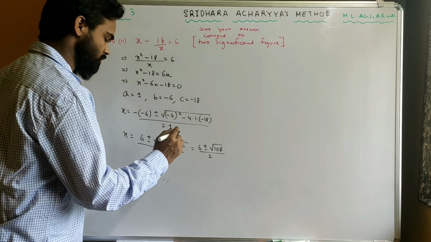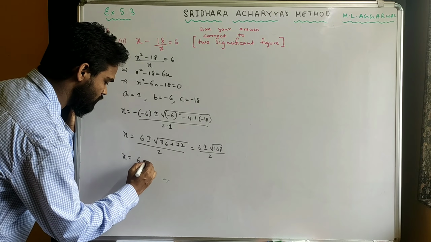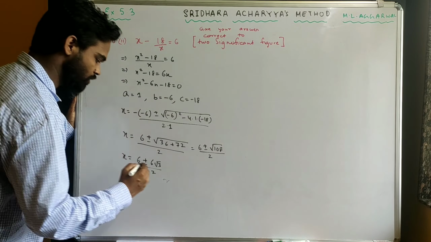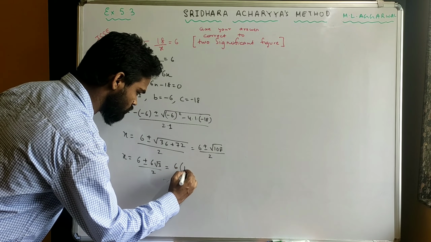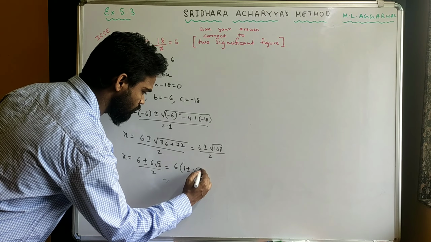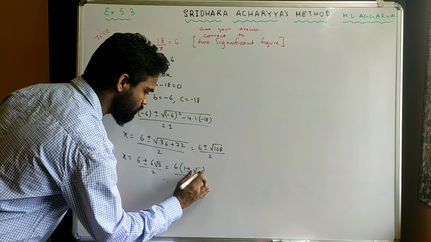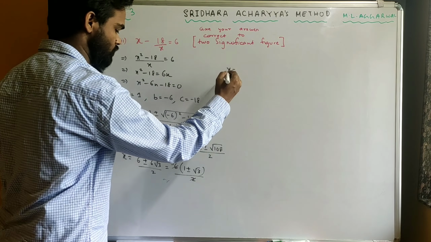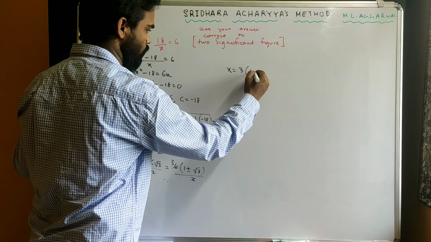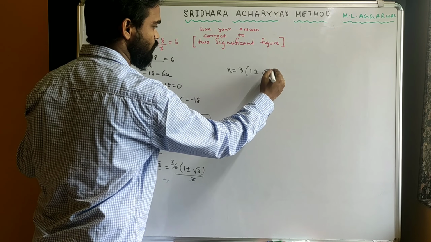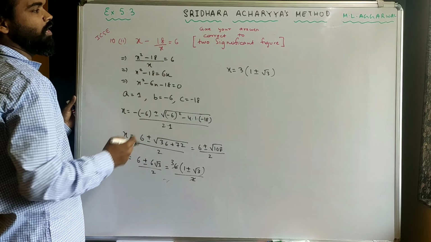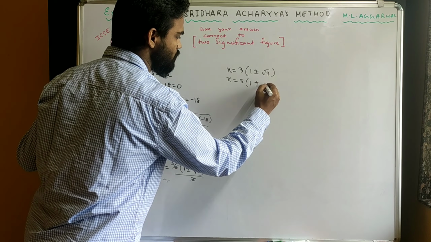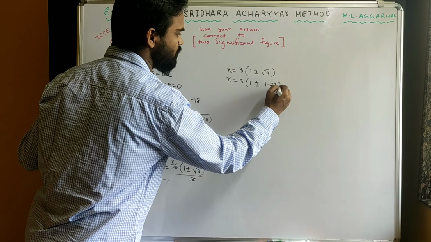Now 108 I can write 36 into 3. Root of 36 is 6. So ultimately can I write this as 6 plus minus 6 root 3 by 2, which, look carefully, take 6 common, so 1 plus minus root 3 by 2. Can I write like this? So 2 1 2 3 times. So ultimately you get x equals 3 times 1 plus minus root 3. Now they've told us to give the answer in 2 significant figures. So what I'll do, I'll write this as 1 plus minus, this we know, 1.73.